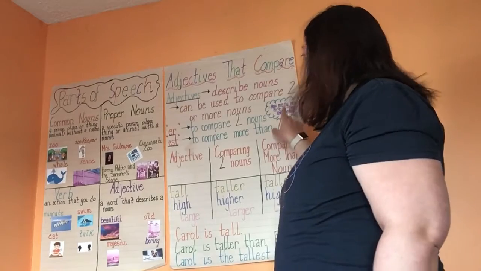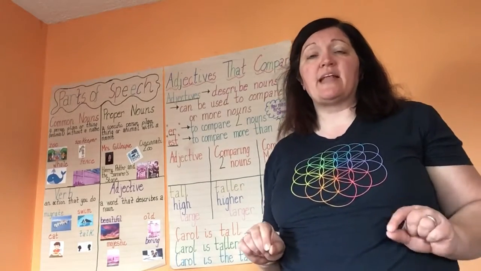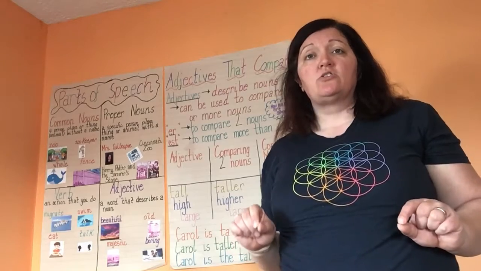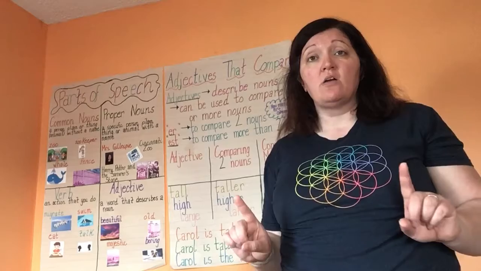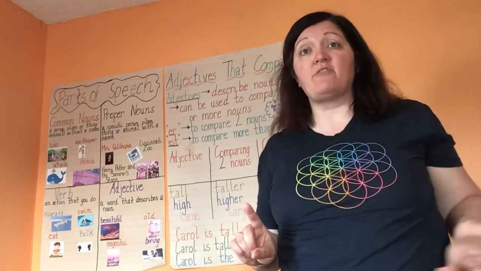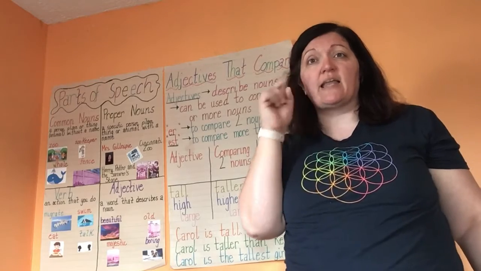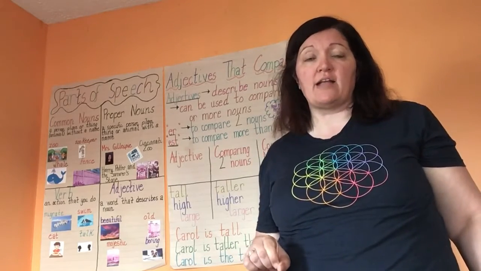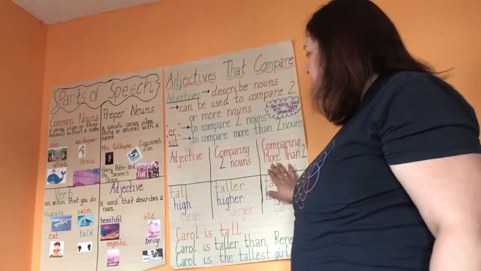So what you want to think about when you're trying to figure out what to write at the end of your adjective is how many nouns are being compared. Is it one to one, or is it one to everything else? That's what you should be thinking about when you're trying to decide how to write out an adjective that is being compared to something else. Here are some examples.